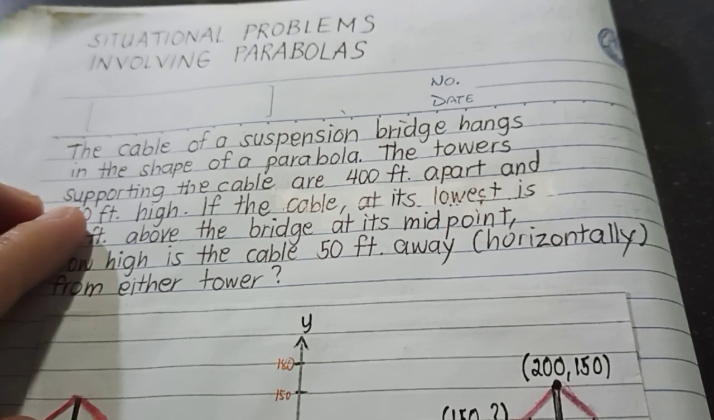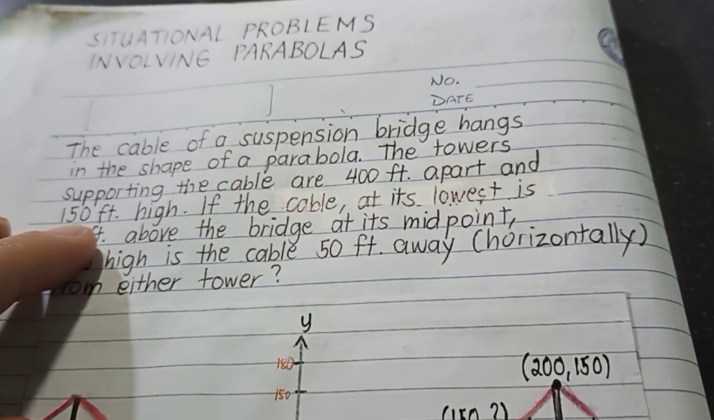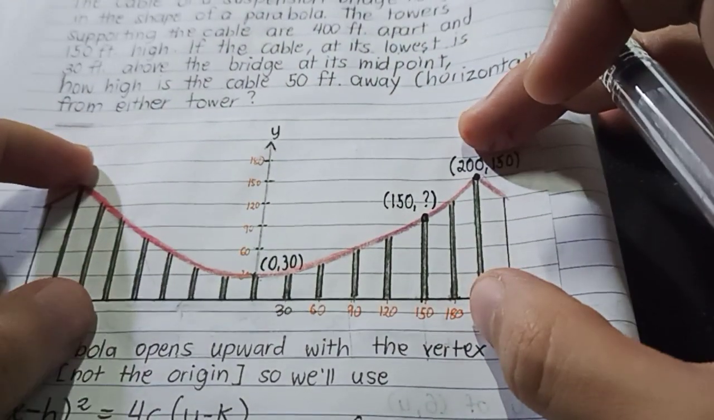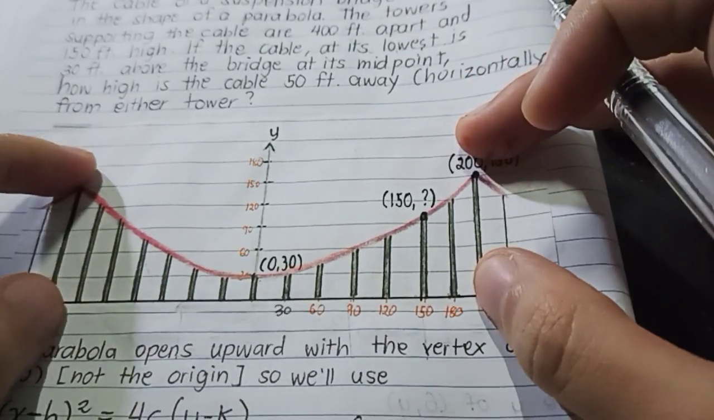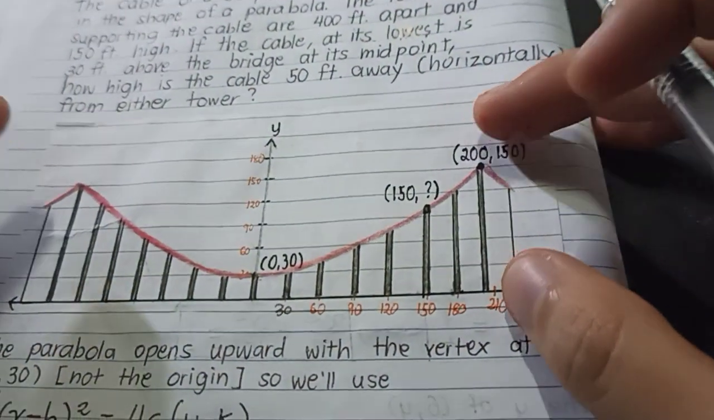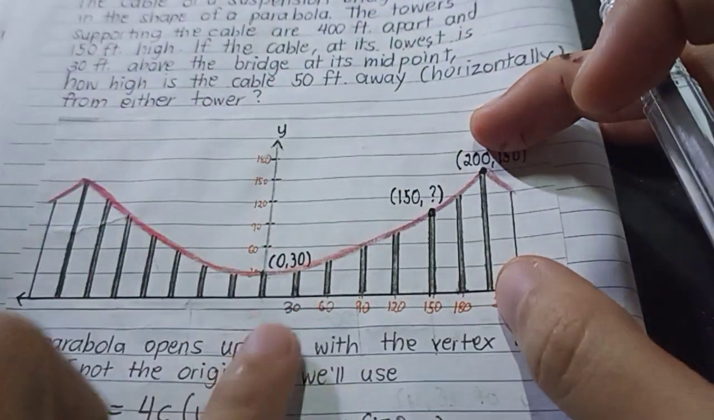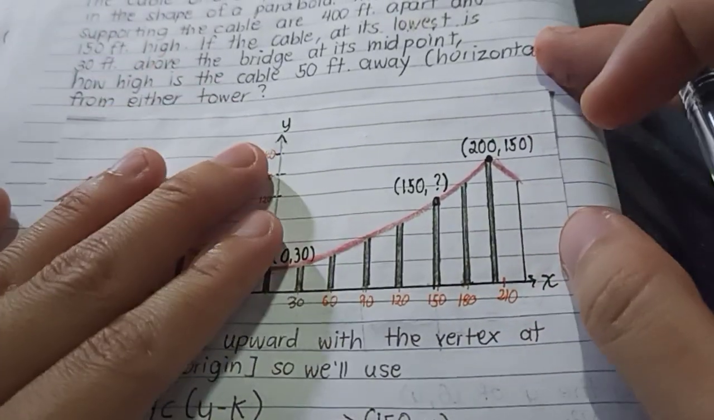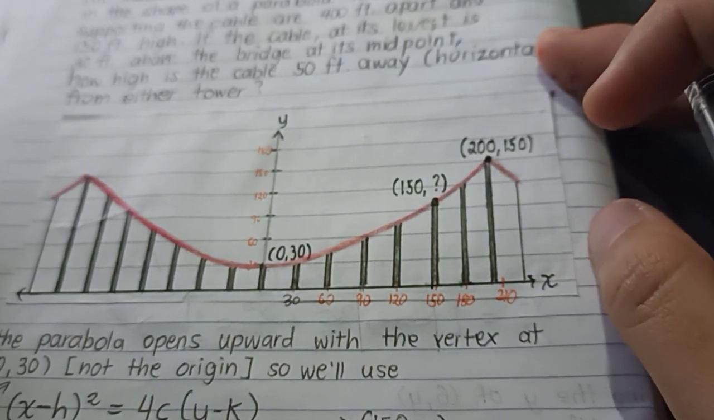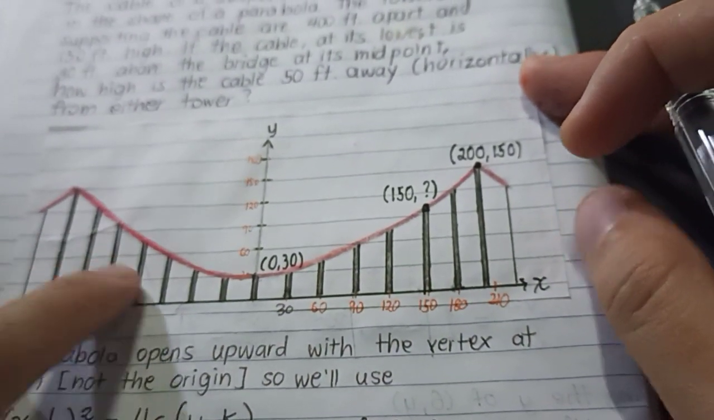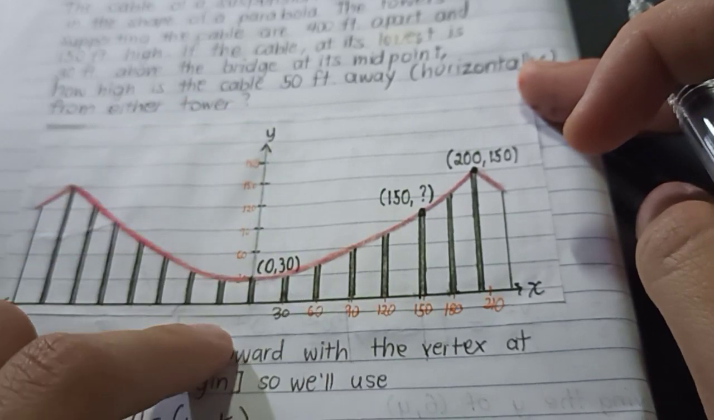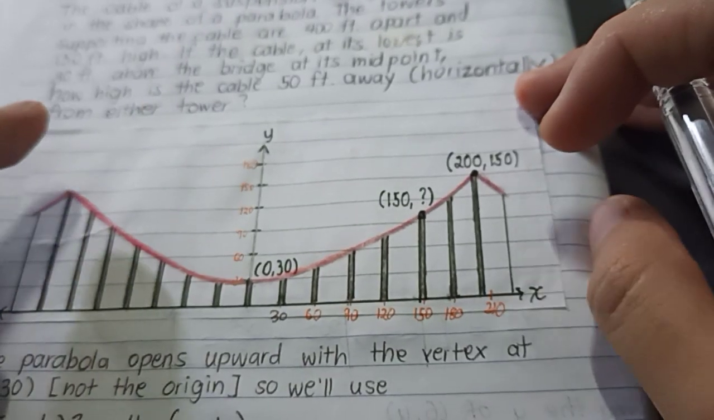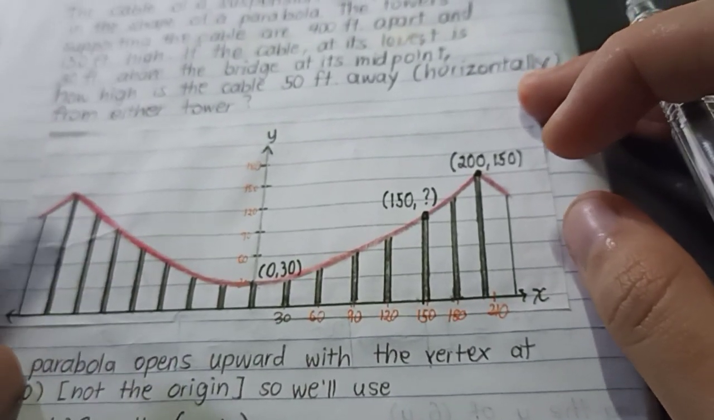The towers supporting the cable are 400 feet apart. So we map it out on a Cartesian plane. If they are 400 feet apart from the center, one should be 200 and the other one should be negative 200. Here, I'm just focusing on the right side, since it has the positive x-axis and the positive y-axis. Anyway, if you use the negative coordinates, you will still arrive at the same answer. You may try that after.